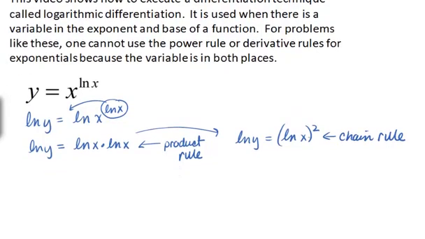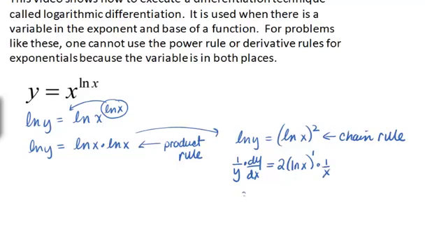At this point you take the derivative of each side. So the derivative of the left side is going to be 1 over y times dy dx. You need this here, that's part of the chain rule. And on this side you've got to use the power rule first. So you've got 2 times this thing to the first power, and that thing is the natural log of x, and then you have to implement the chain rule and take the derivative of this, which is 1 over x.